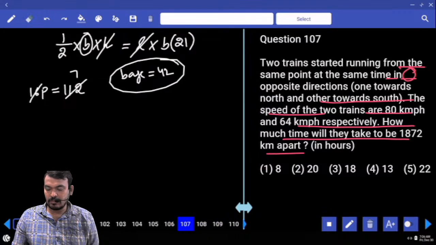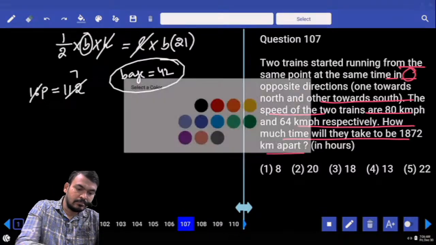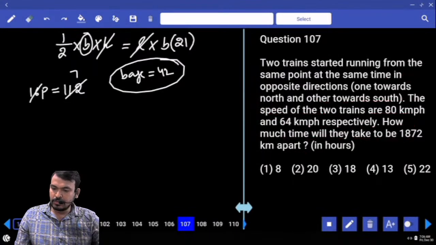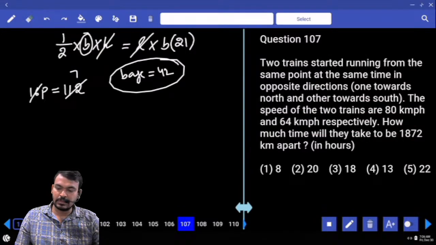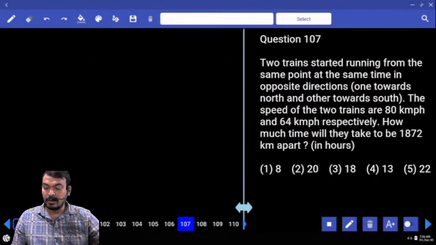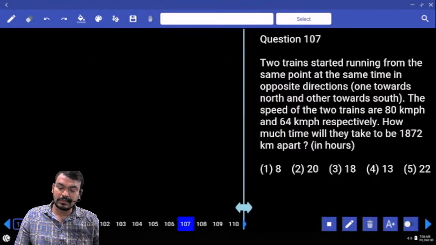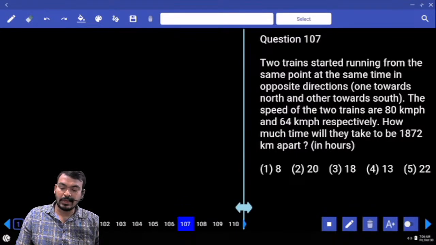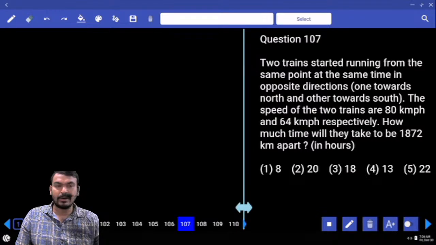Next question number 107. Two trains started running from the same point at the same time in opposite directions, one towards north and another towards south. Opposite direction or same direction? Opposite direction. The speeds of the two trains are 80 and 64. How much time will they take to be 1872 kilometers apart?